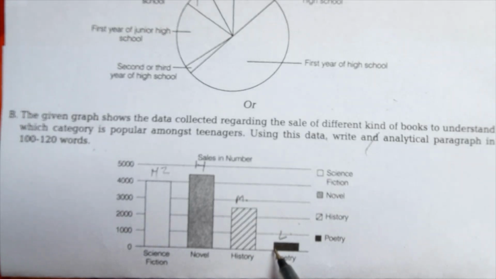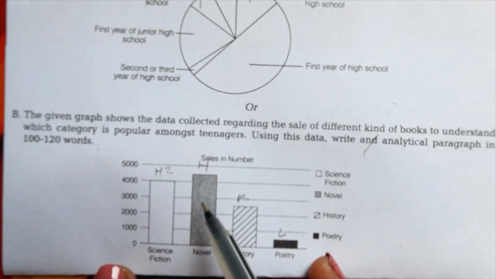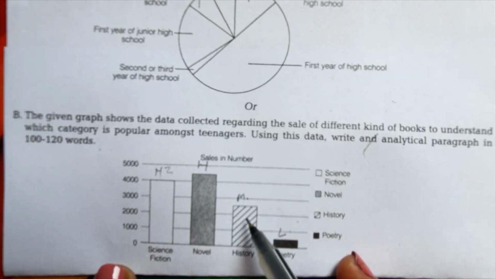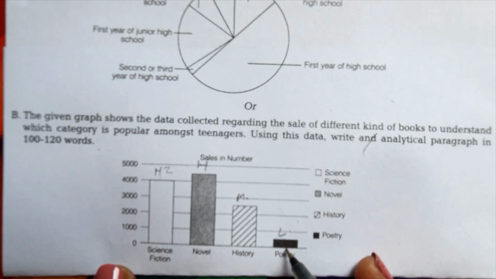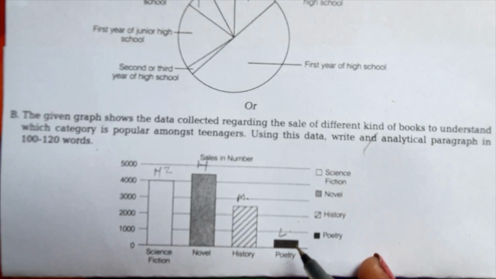So first of all, we should find out that novel is the highest in sale, science fiction is second highest, history is somewhere in the middle, this is medium sale, and poetry is lowest sale. This diagram is not so exhaustive, so you can very well remember also. You don't need to see it again and again. Now let's see the answer.